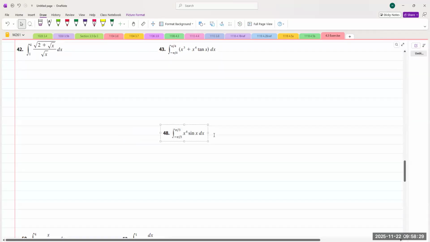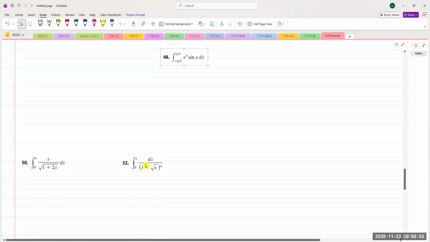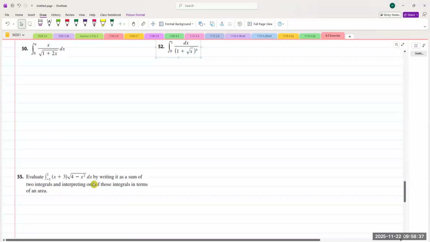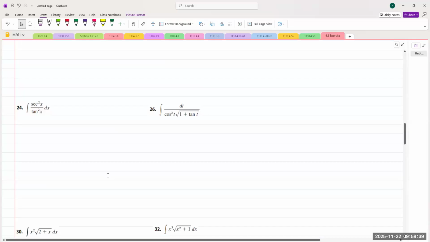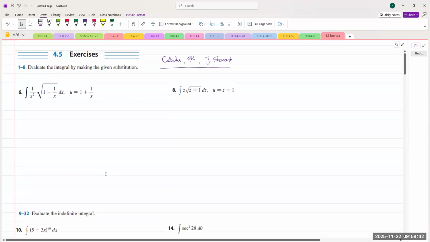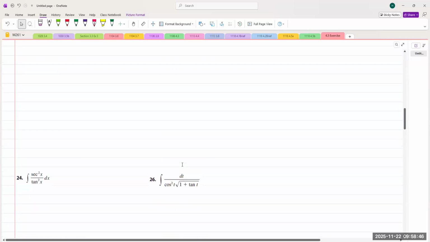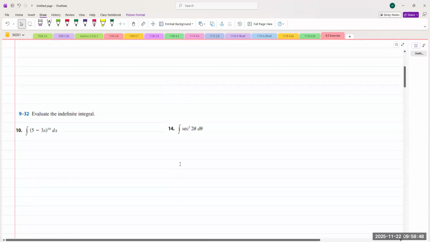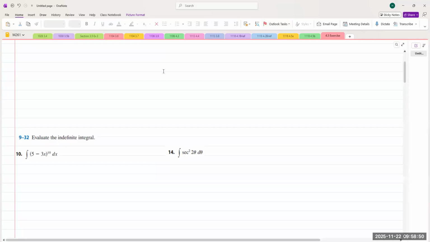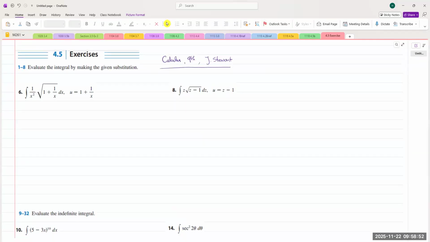In between we will also see symmetry, integrals on symmetric domains, like opposite domains, where the function is symmetric, maybe an odd function or even function. And then I will go further from the indefinite integral to the definite integral. Let me start with question number 6.